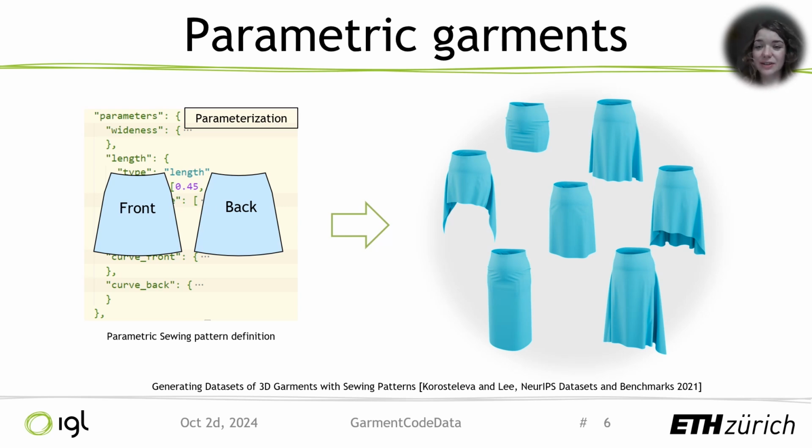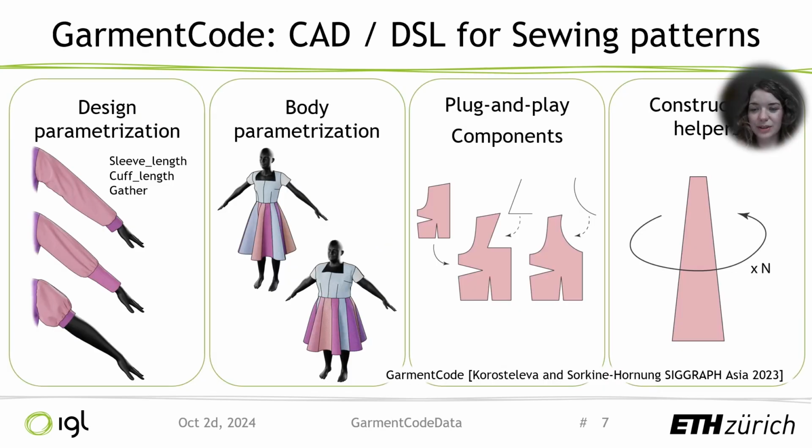The latest work in this area is GarmentCode. It's a domain-specific language for describing parametric sewing patterns that supports design and body-related parametrization and contains a bunch of features that simplify the design process and the definition of parametric patterns.